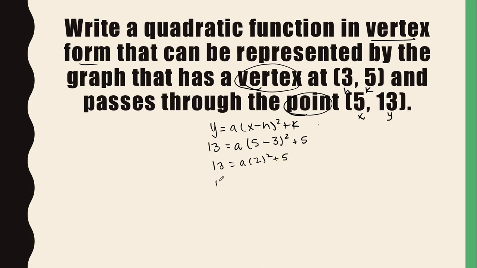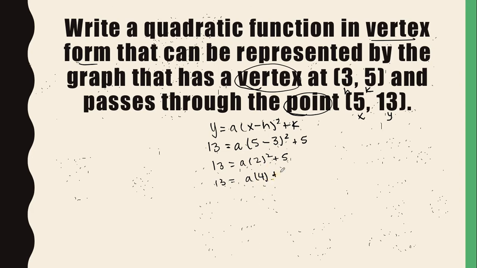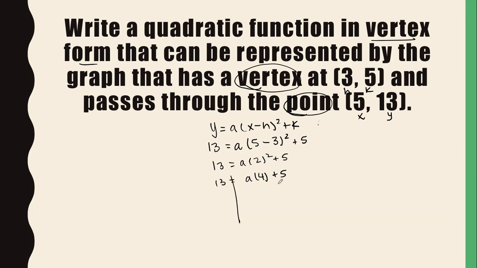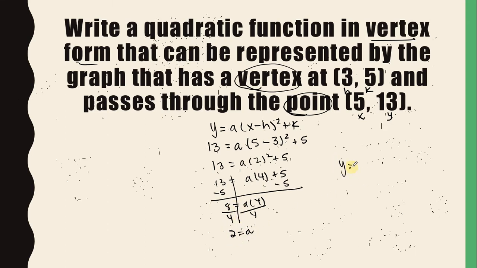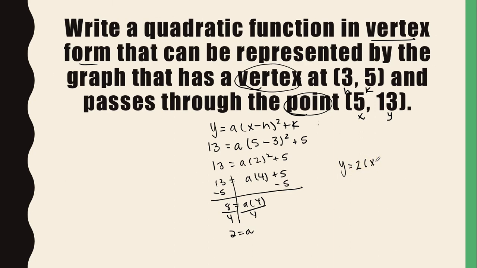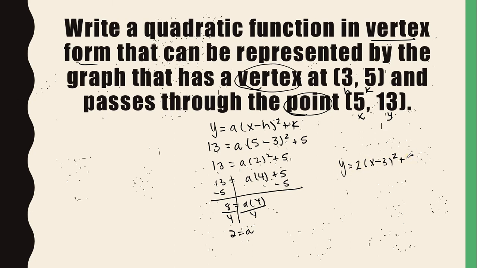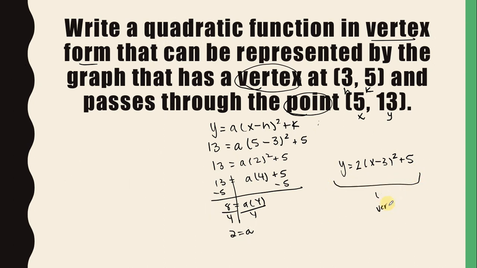2 squared is 4. And guys, you know I use the same numbers all the time. I need to solve for a, so I have to get rid of this plus 5, so subtract 5 from both sides. 8 equals a times 4. Divide both sides by 4. 2 equals a. So my equation would be y equals 2 times (x minus 3) squared plus 5. Here's my vertex form equation.